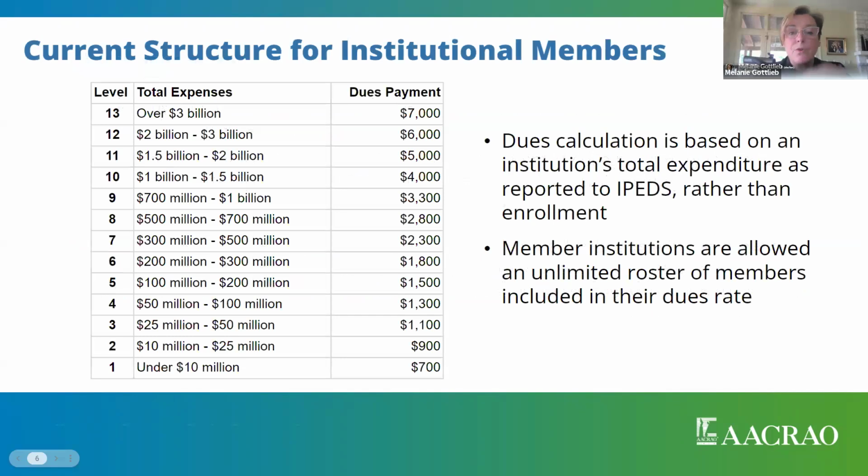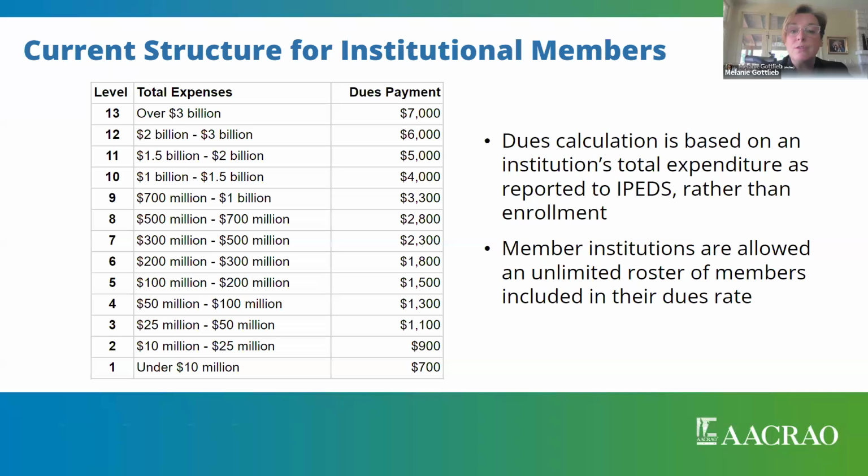First, I want to go over the relevant specifics of the current structure. Our approach was developed to pursue a revenue neutral approach, meaning AACRAO didn't want to see a loss in revenue, but we also weren't looking to increase total dues revenue either. We were trying to keep that revenue approach neutral in order to ensure accessibility for all of our members. The major changes to the structure were that dues calculations were based on an institution's total expenditure as reported to IPEDS as opposed to enrollment.